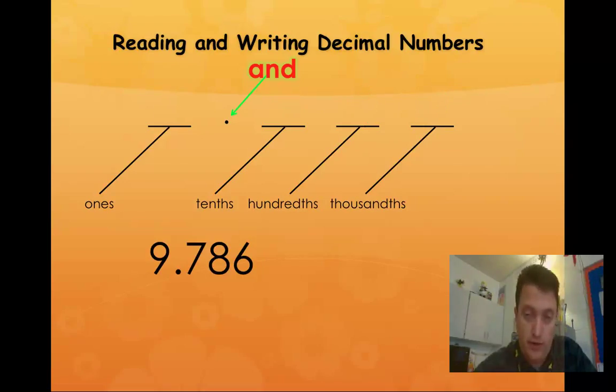Try to read this one right now on your own. Can you figure out where it goes? Can you read it? 9 and 786 thousandths. Okay? So 9 ones, 7 tenths, 8 hundredths, 6 thousandths.